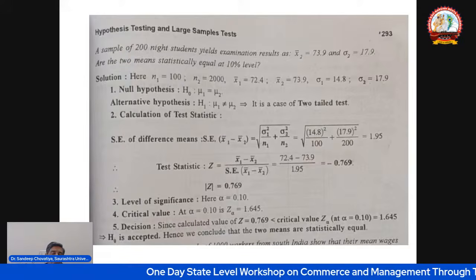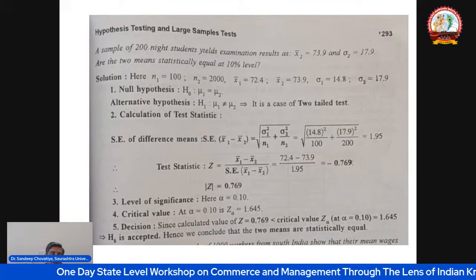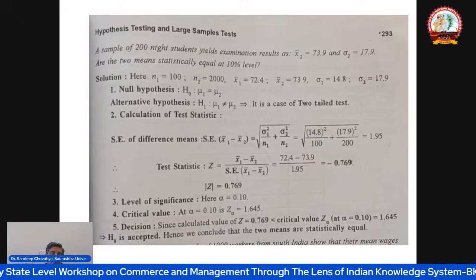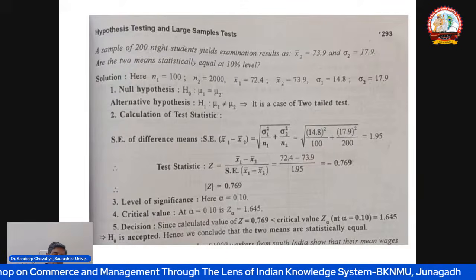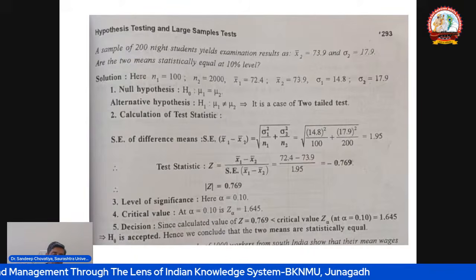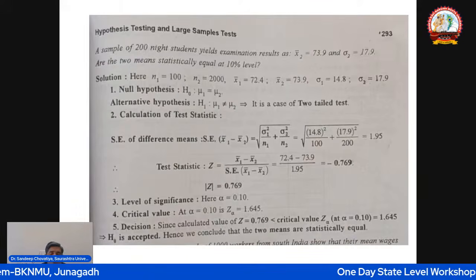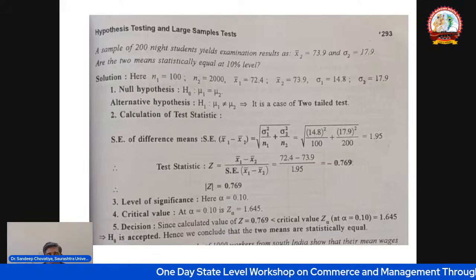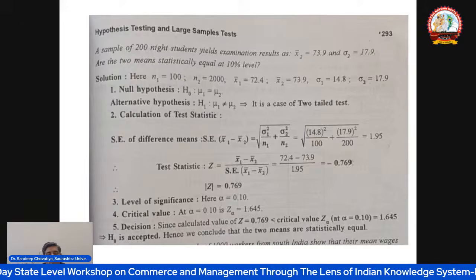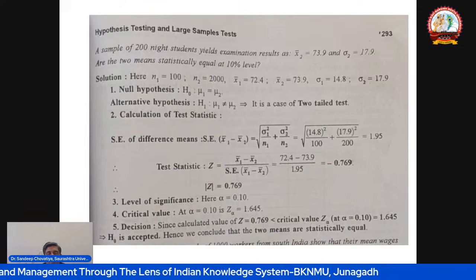So the level of significance alpha here is at the 10% level, which is 0.10. When we see the tabulated value of Z alpha, it is 1.64. So our decision is that since the calculated value of Z, which is 0.769, is less than the critical value, which is 1.64, at the 10% level of significance.